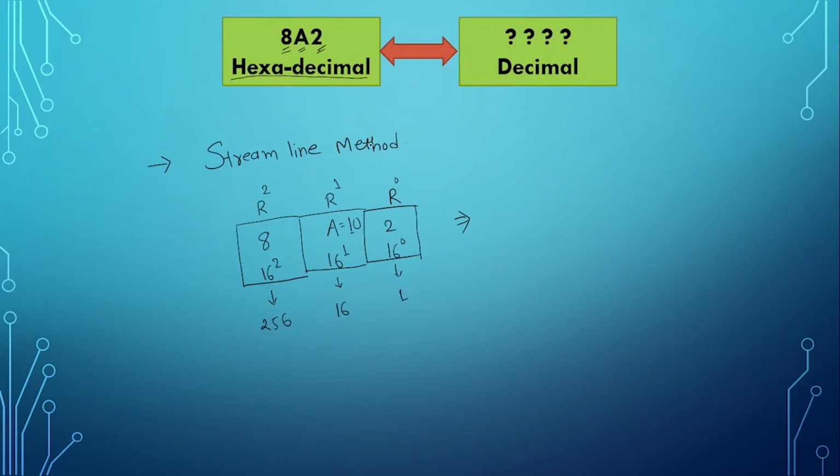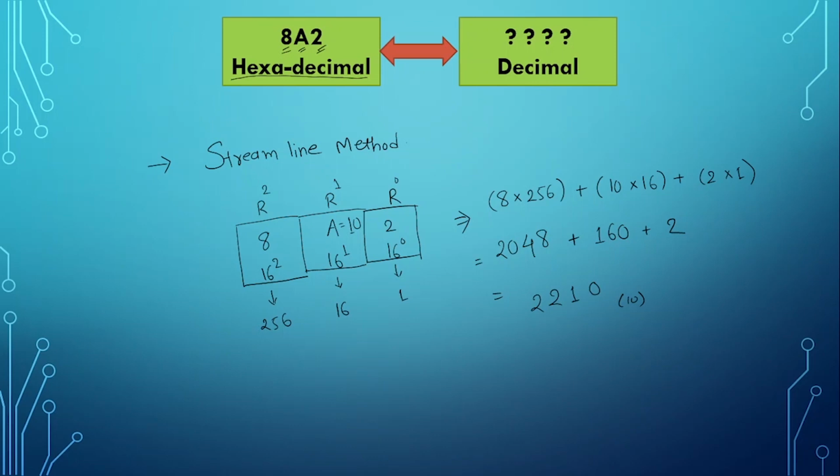So the equivalent decimal number of 882 is 8 into 256 plus 10 into 16 plus 2 into 1. This multiplication will turn out to be 2048 plus 160 plus 2, and the addition of this will be 2210. So the equivalent decimal number for 882 is nothing but 2210. This is the solution of the practice example of the previous lecture.